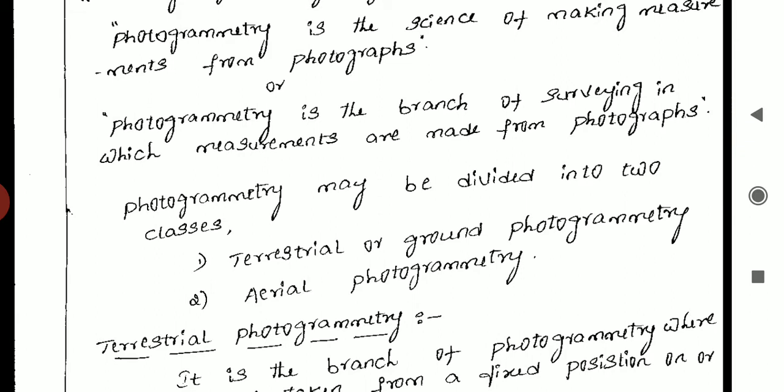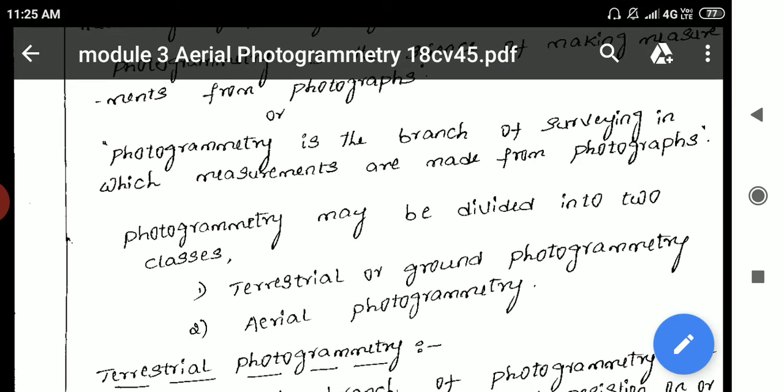at some fixed position on the ground. That is the terrestrial photogrammetry. Second one is aerial photogrammetry. Aerial photogrammetry is also a branch of photogrammetry, where photographs are taken by a camera mounted on some aircraft flying over the area. It is not on the earth, so that is called aerial photogrammetry.